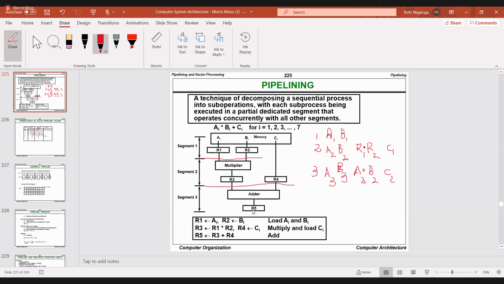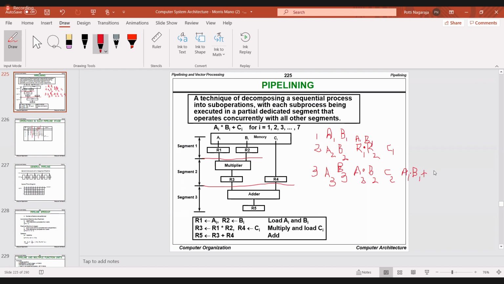Can anyone tell me, what is the R5 value? R1, R2 into C1. This R1, R2 means here A1, A2. Okay, by default the register value is written, but it is A1 and B1, plus C1. Yes, very good. Now what is the answer? R5 is A1 into B1 plus C1.